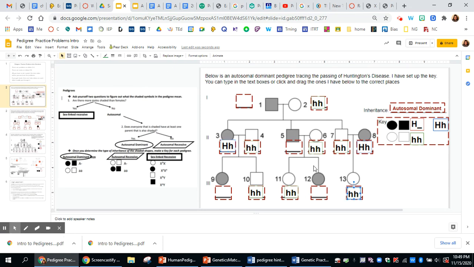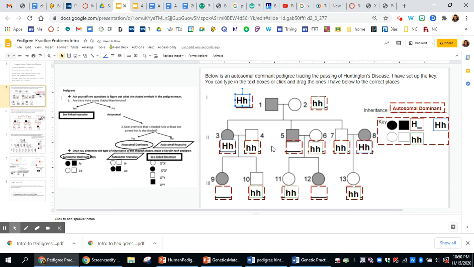If you're ready to check your answers, we're going to start up here at the top. We know that he's got to be one of these two, big H, not enough information, or big H, little h. If we look at his children, this son right here is little h, little h. So we know he had to have gotten one from each parent. So we know that this dad has to be big H, little h.